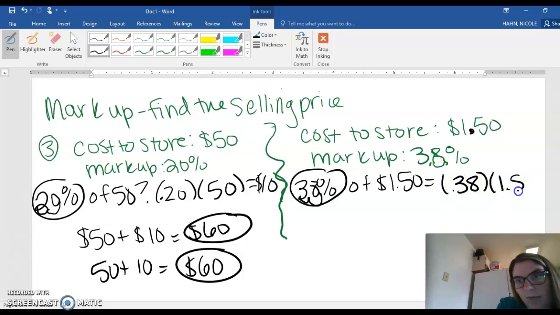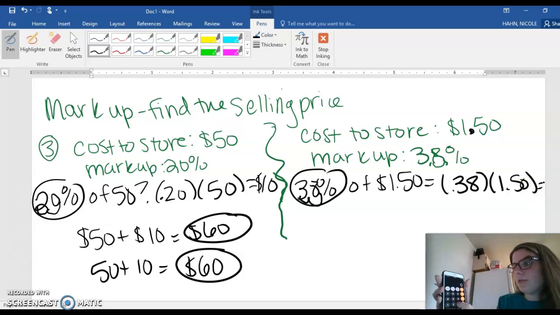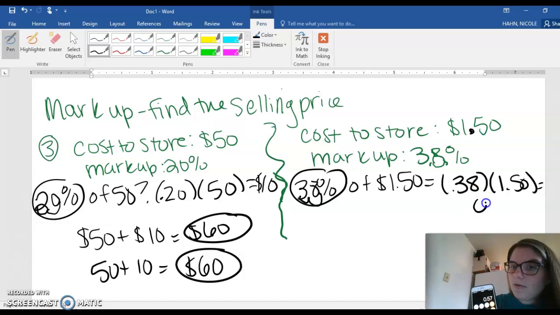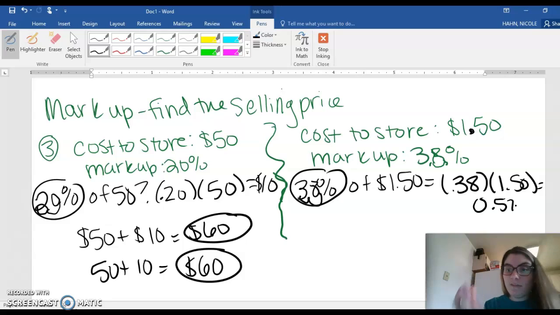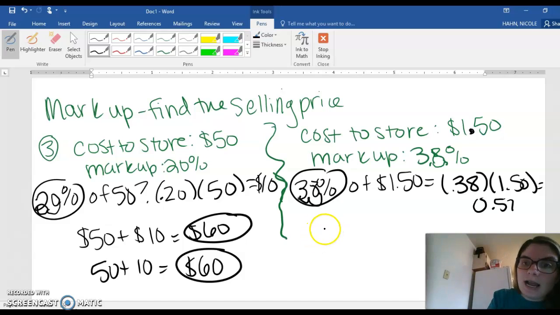times 1.50. So again, even though they're both decimals, still the same thing. 0.38 times 1.50, and that's going to give me 0.57. So then I'm going to go, okay, so 57 cents is what my markup's going to be. So I am going to take the 1.50 and add it, since it's a markup, to 0.57.